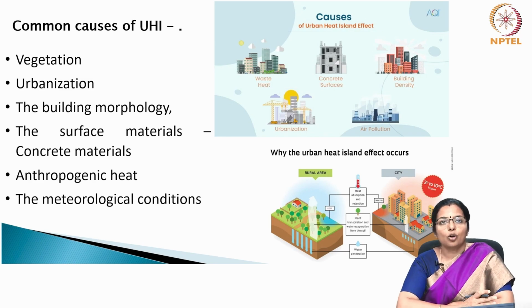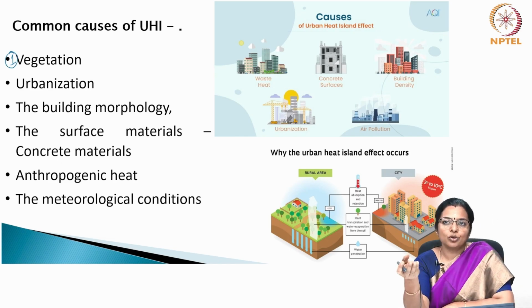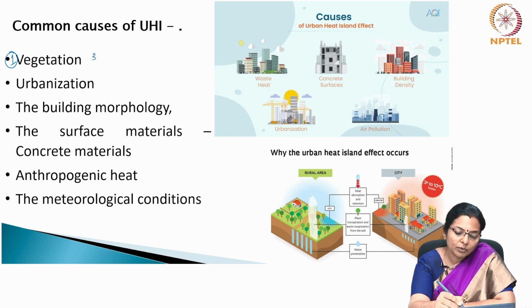Let us look at the common causes of urban heat island. First is vegetation. Due to its ability to produce shade through evapotranspiration and photosynthesis, vegetation cover plays an important role in cooling cities. Research indicates that when densely populated areas lack vegetation, the intensity of urban heat and its effect can increase by up to 3.8 degrees centigrade to 4 degrees centigrade.